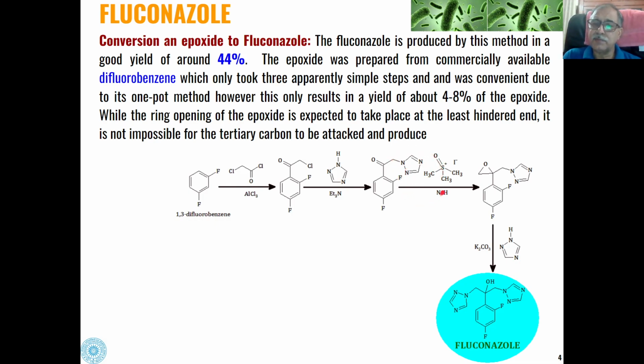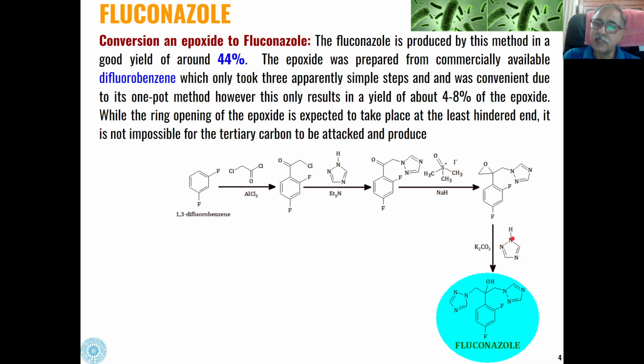Then in presence of trimethylsulfoxonium iodide, the sulfonium ylide will convert this ketone into an epoxide, and then this epoxide will again react with one more molecule of triazole in presence of potassium carbonate.